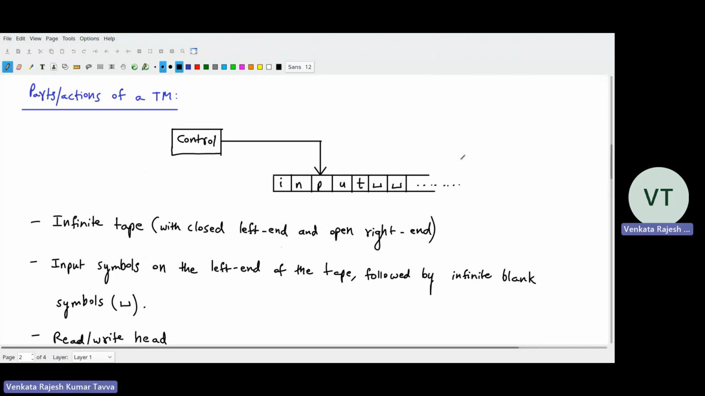Whereas in a PDA, you only have a stack. That's it. The input tape is just a linear queue kind of thing. In an FSM, you only have a queue-like tape. You don't have any memory. So these are some high-level differences between the three machines.